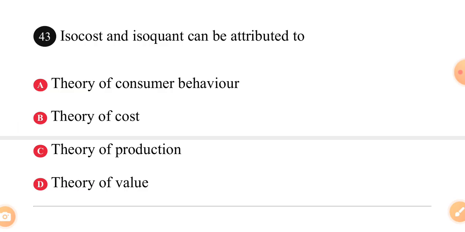Isocost and isoquant can be attributed to dash. Isocost and isoquant. Who can define this? As a dedicated economist, you watching this, this is a special assignment for you. Come under the comment of this video and tell me the difference between isocost and isoquant. Of course, you know that these words came from quantity and cost. Isocost and isoquant can be attributed to dash.